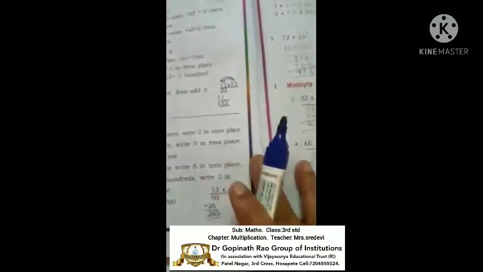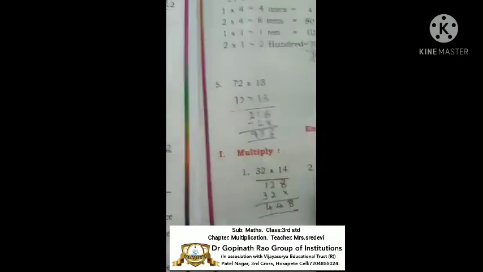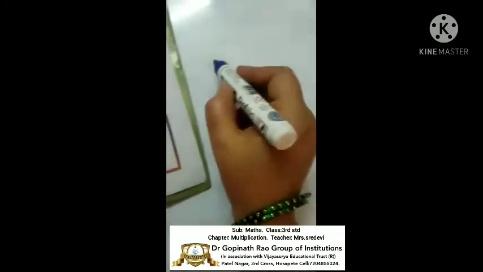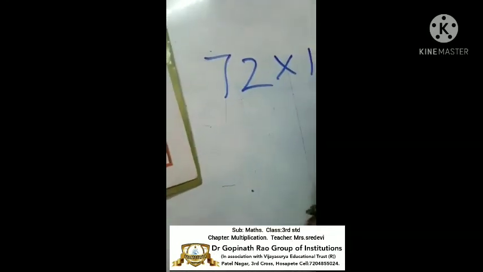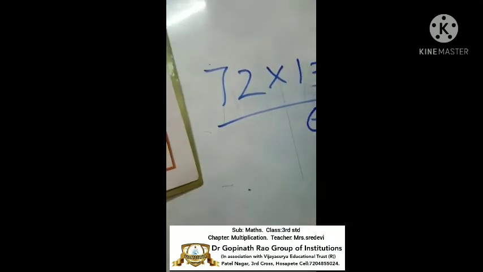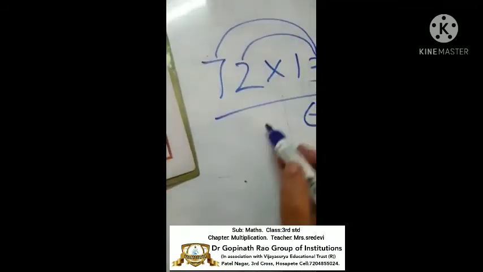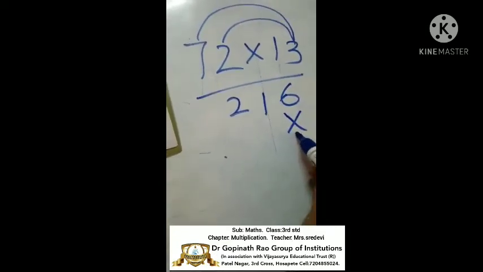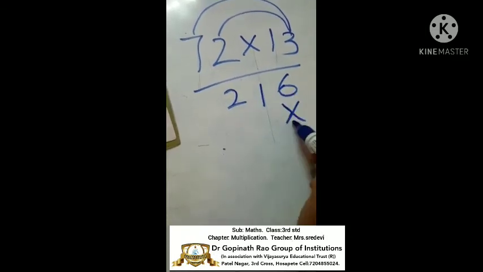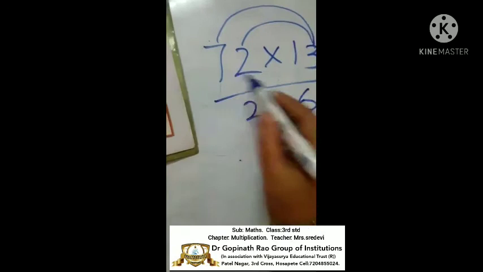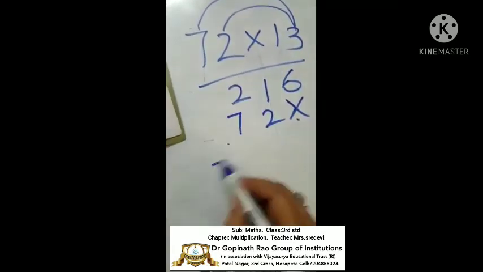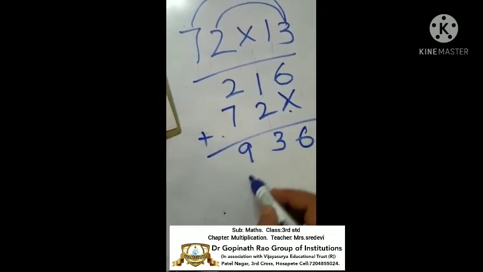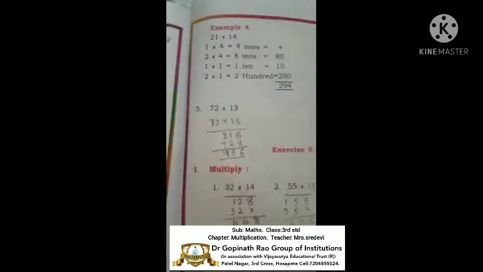Like this, children. Here it is 72 into 13. How will we do 72 into 13? 3 2s are 6. First multiply with the 2 numbers. 3 7s are 21. After finishing the units place, we put a cross mark. Units place finished. Now we go to the tens place. 1 2s are 2. 1 7s are 7. So 6. Add 2 plus 1 is 3. 7 plus 2 is 9. So the answer is 936.